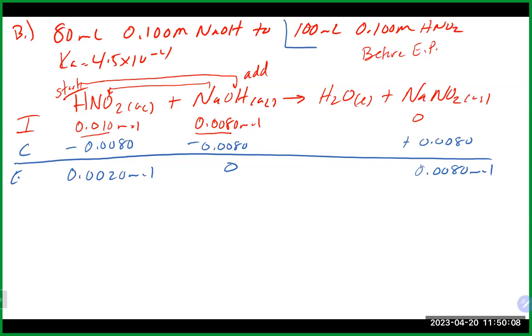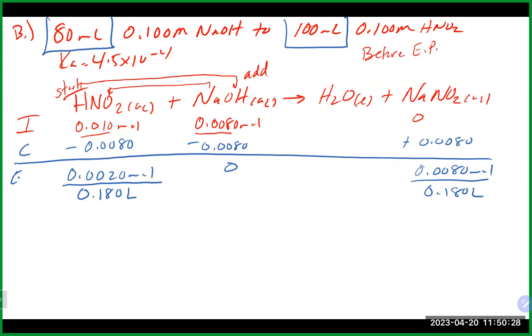So we have 100 milliliters of the acid we started with. We added 80 milliliters of the base. So that is going to be 180 milliliters is our total volume. But remember, it does need to be in liters. So we want to divide here by 0.18 liters, divided by 1,000, right?